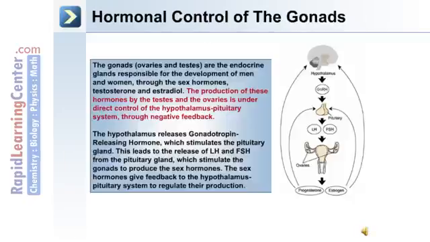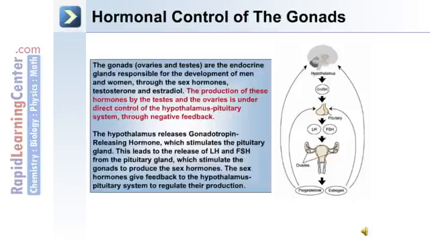The gonads are endocrine organs in the body, and they include the ovaries and testes. These are responsible for the development of men and women through the sex hormones testosterone and estradiol. The production of these hormones by the testes and the ovaries is under direct control of the hypothalamus pituitary system through negative feedback. This is depicted in the image on the right side of the slide.